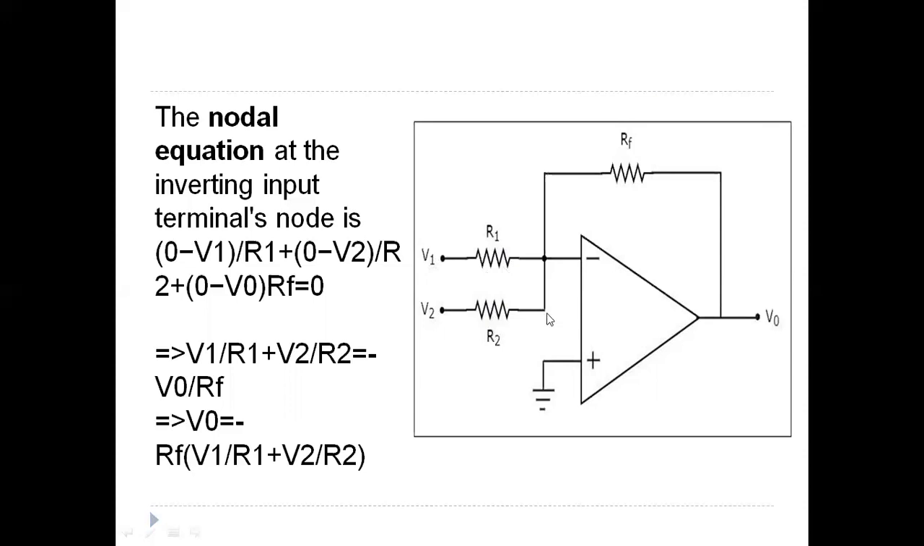So here also we are applying the virtual ground concept. Virtual ground concept means the voltage at this point is 0, because this terminal is connected to ground. That means the voltage at this point is also 0. The voltage at this point is also 0. So here we are taking the current as I1.